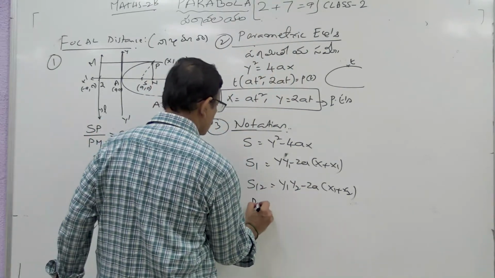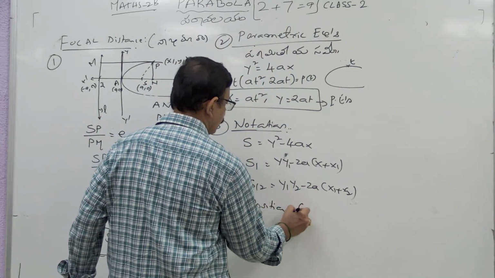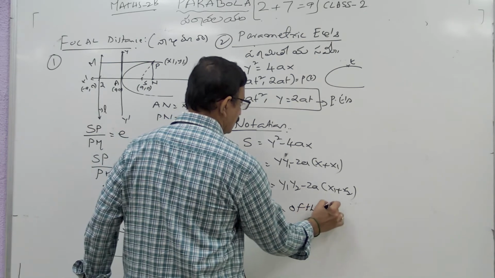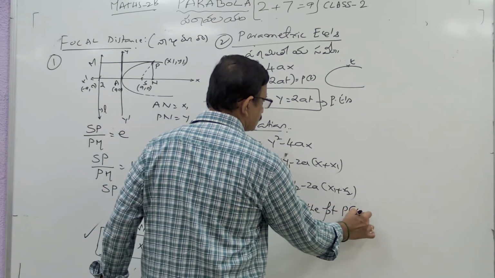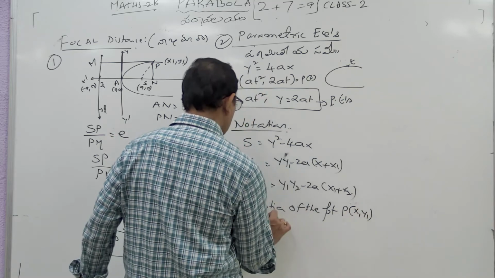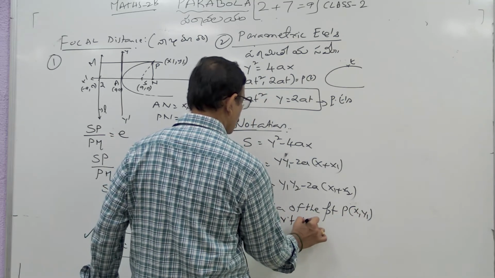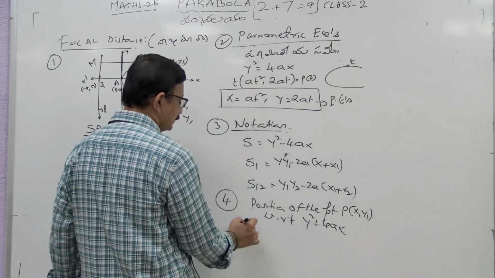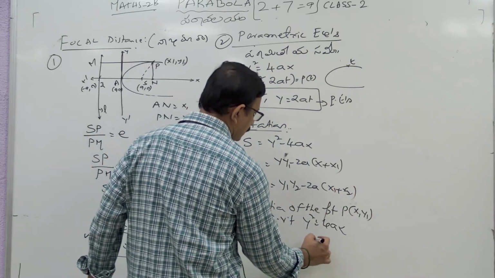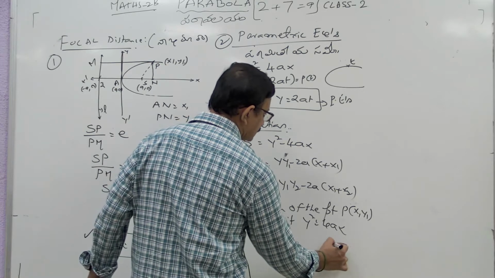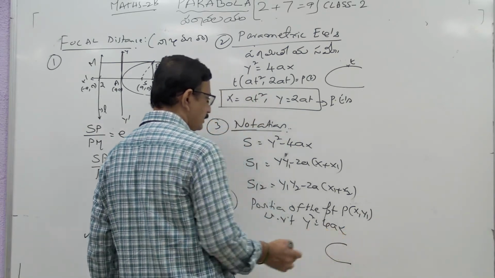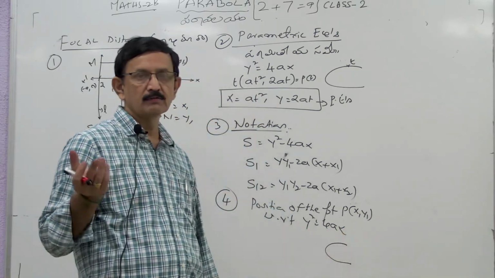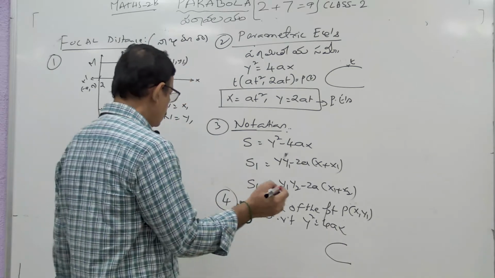Position of the point P, x1 comma y1 with respect to the parabola y square is equal to 4ax. So what is the meaning of this? If you take a parabola like this, where is this point P? What is the position? Where does it lie? Okay, that we'll discuss now.